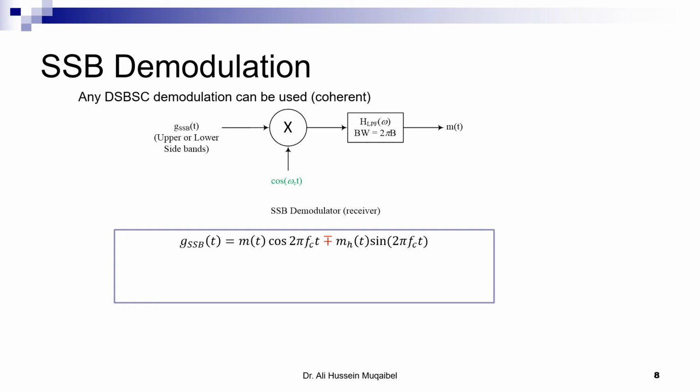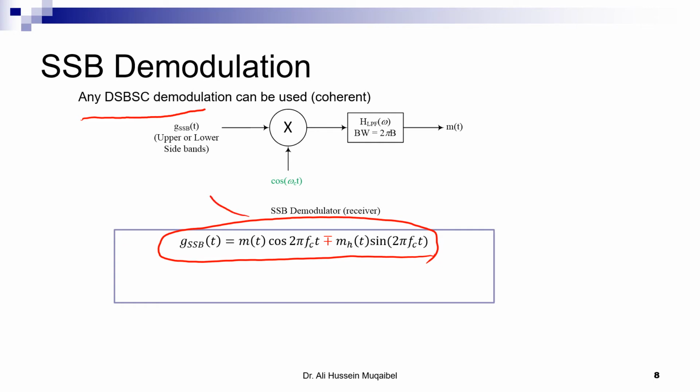Any double sideband suppressed carrier demodulator can also be used for demodulation of single sideband. Remember the demodulation of double sideband: you just multiply by cosine and then use a low pass filter. To prove this, I would like you to take this expression, which is single sideband, and substitute here. Multiply by cosine and work it out. If we get the message at the output, then mission accomplished.